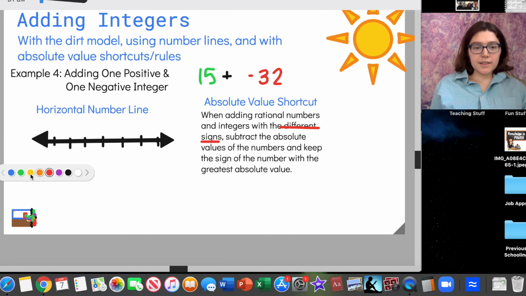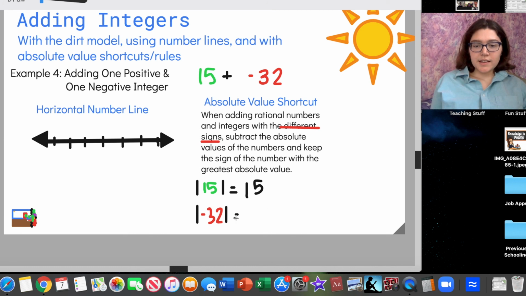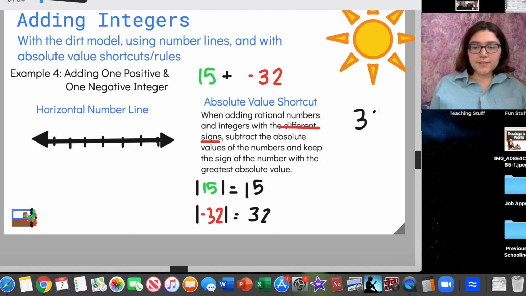Okay, so the first thing we're going to do, let's figure out the absolute value of my 2 numbers. All right, so what is the absolute value of 15? The absolute value of 15 is 15. And then what's the absolute value of negative 32? Positive 32 as well. So we have found the absolute values. Then we need to subtract the absolute values. You have to do 32 minus 15.